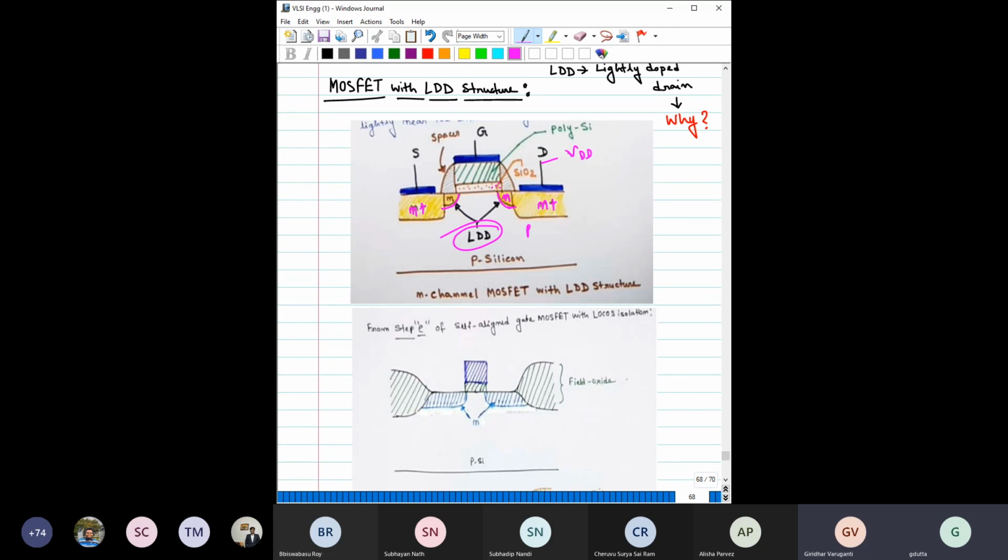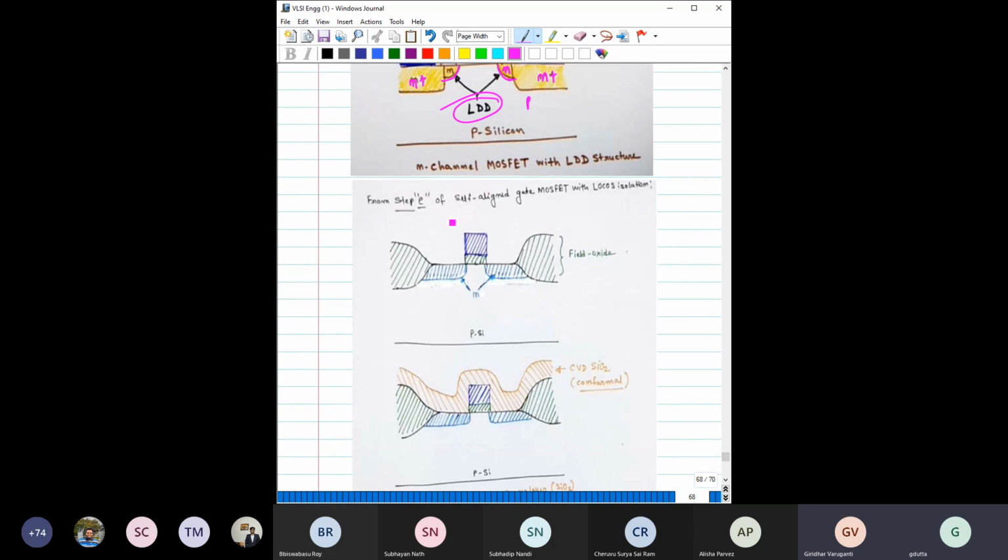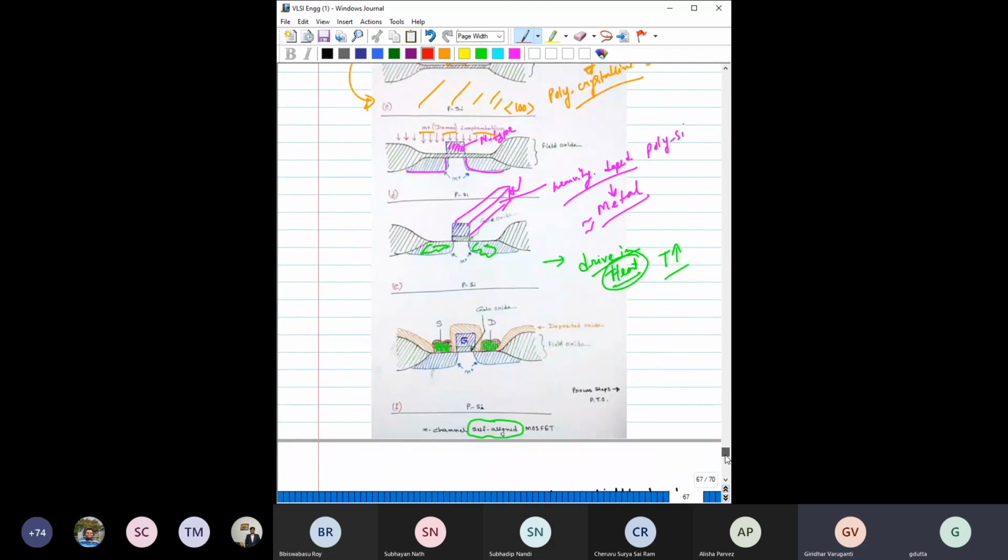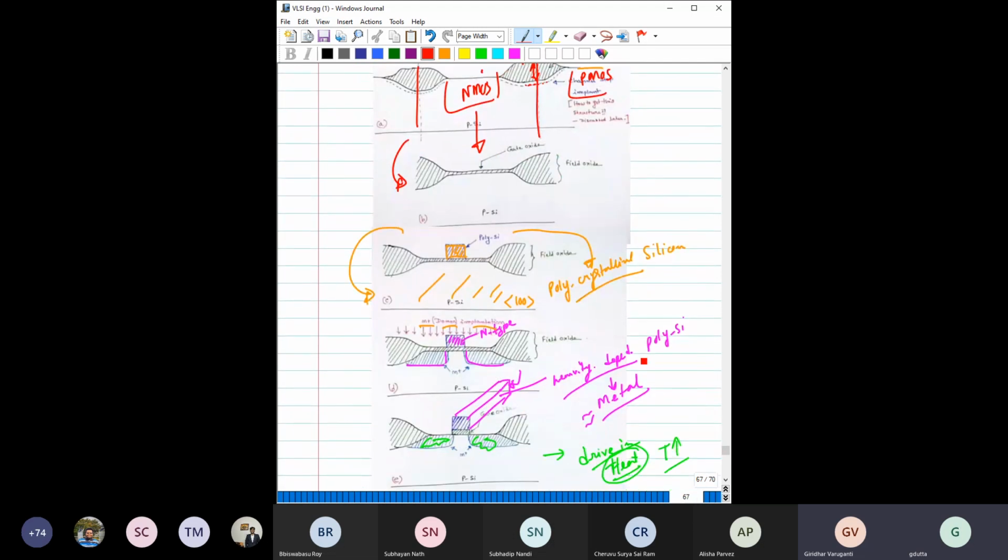Now the question is, how do you make this LDD structure? Not difficult. If you consider our previous discussion, this structure we have already realized in our previous self-aligned process. I have already written step E from the self-aligned process, so let us go to that step E.